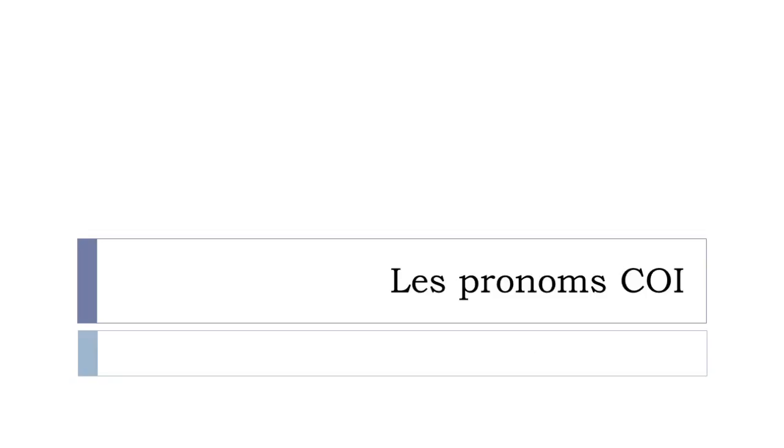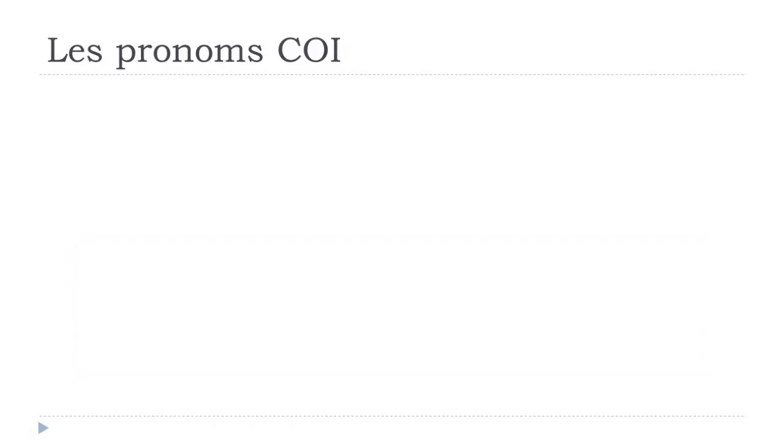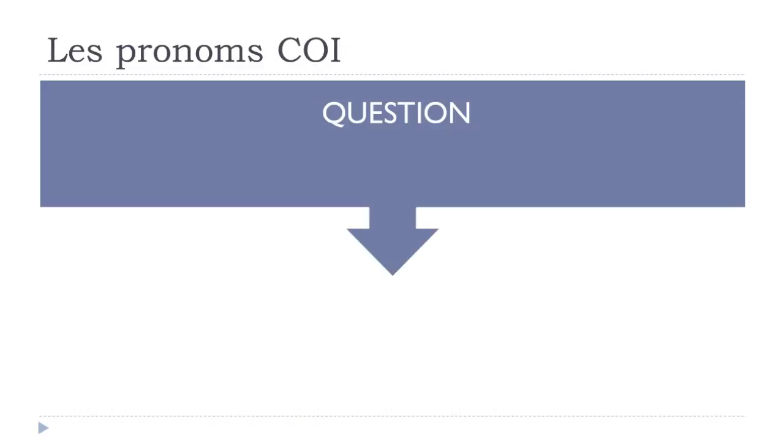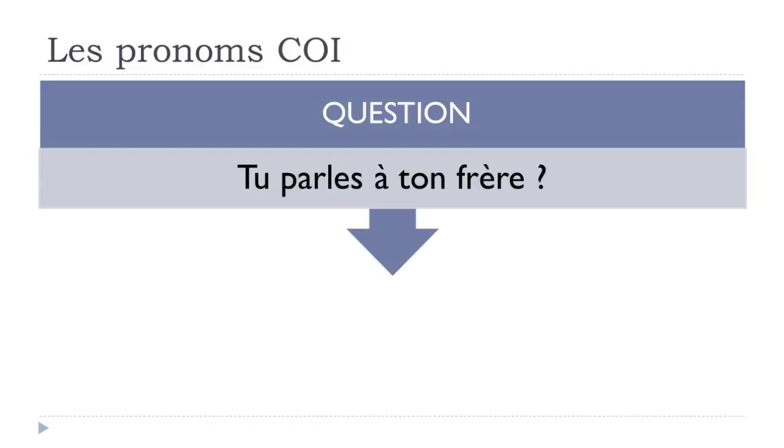Les pronoms COI. So, let's say that it's the second part of les pronoms CO, complément d'objet. So if you didn't watch the previous lesson, maybe it would be better to do so that you could understand the whole thing more clearly. But still, we're starting right now. So, les pronoms complément d'objet indirect. We'll start with une question, a question. It's a basic question.